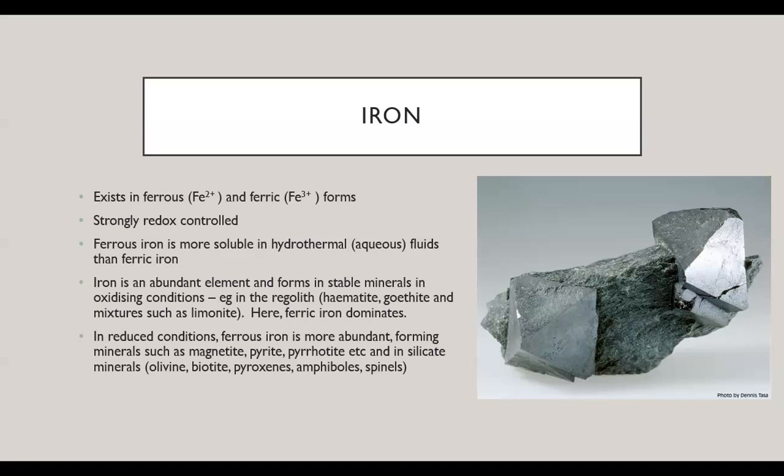Common ore minerals: hematite, goethite, potentially limonite. But hematite is a classic one. It's the oxidized Fe2O3 variety, which is common in banded iron formations. In magmas and things like that, reduced environments, ferrous iron is more common, and we know that as magnetite. You might see it in pyrite, pyrrhotite, those sort of things, as well as being in the common rock-forming minerals.